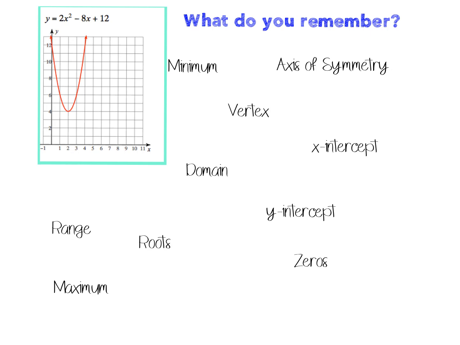Alright, so this is technically a review of Algebra 1, so I want you to pause the video and take this graph right here and see if you can identify these different characteristics or key features of the graph, and we will talk about them in just a minute. Keep in mind that all of them may not be on the same graph. So for instance, I can't have a minimum and a maximum when I'm talking about a quadratic.